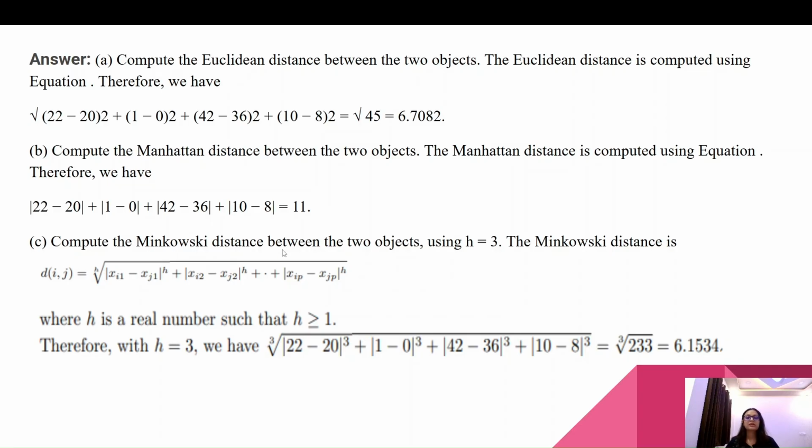C. Compute the Minkowski distance between the two objects using h equals 3. The Minkowski distance is d(i,j) equals the h-th root of mod xi1 minus xj1 to the power h plus mod xi2 minus xj2 to the power h till mod xip minus xjp to the power h, where h is a real number such that h is greater than or equal to 1. Therefore, with h equals 3, we have the cube root of (mod 22 minus 20 cubed plus mod 1 minus 0 cubed plus mod 42 minus 36 cubed plus mod 10 minus 8 cubed), which equals the cube root of 233, which is 6.1534.